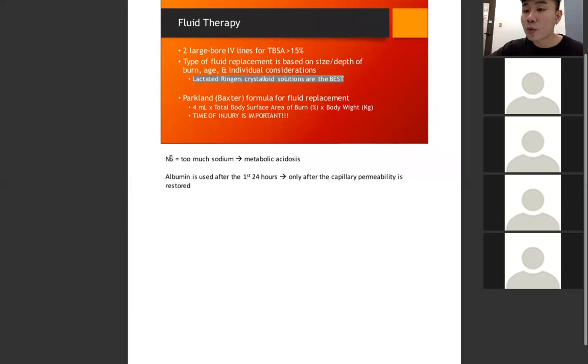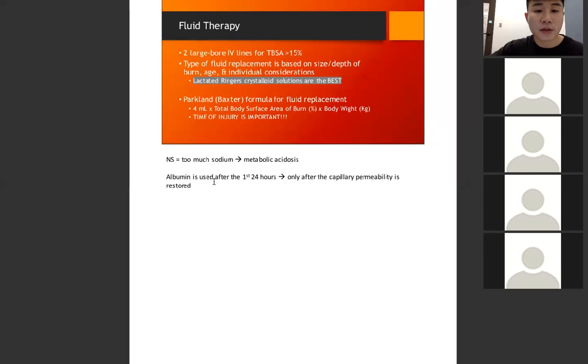We do not give normal saline because of too much sodium, which can lead to metabolic acidosis. The other slide said too much normal saline causes metabolic alkalosis.